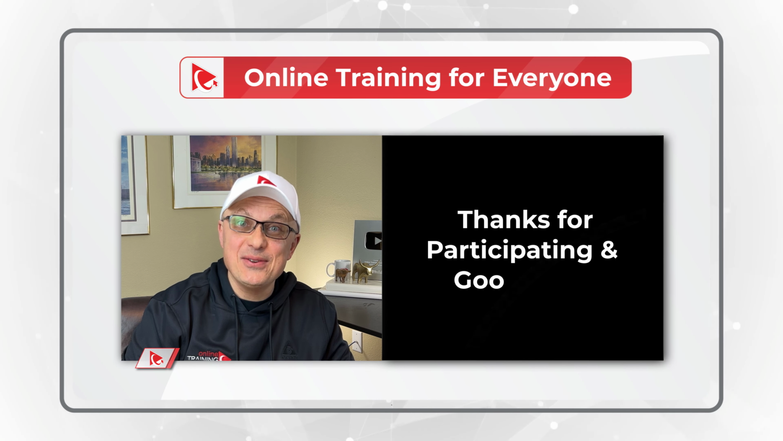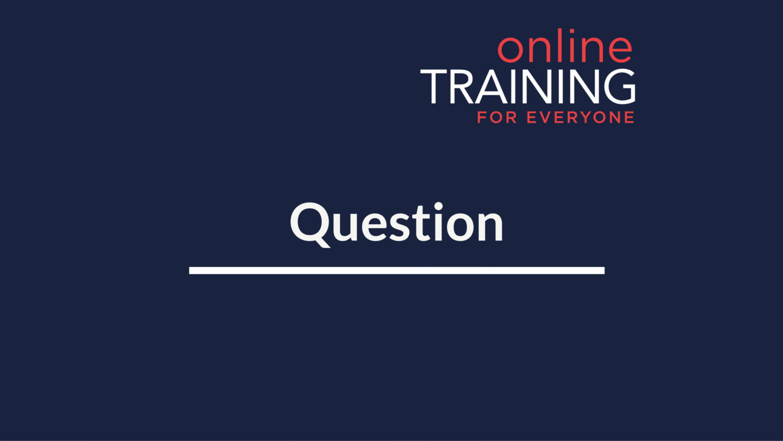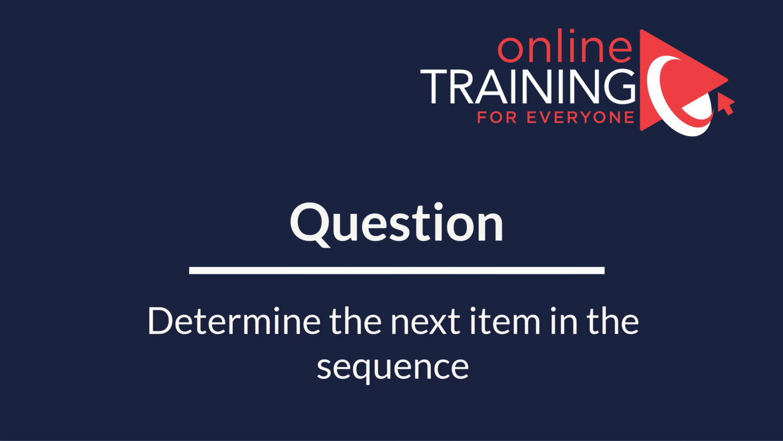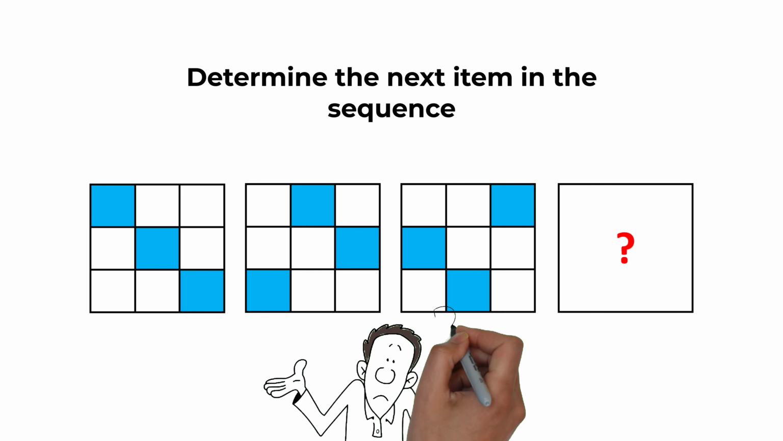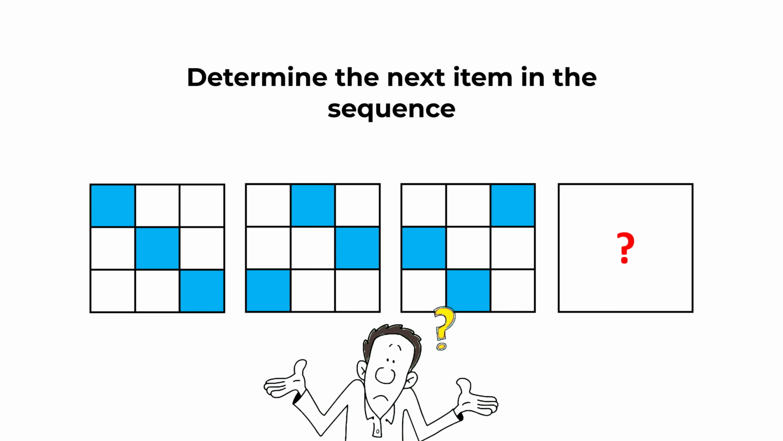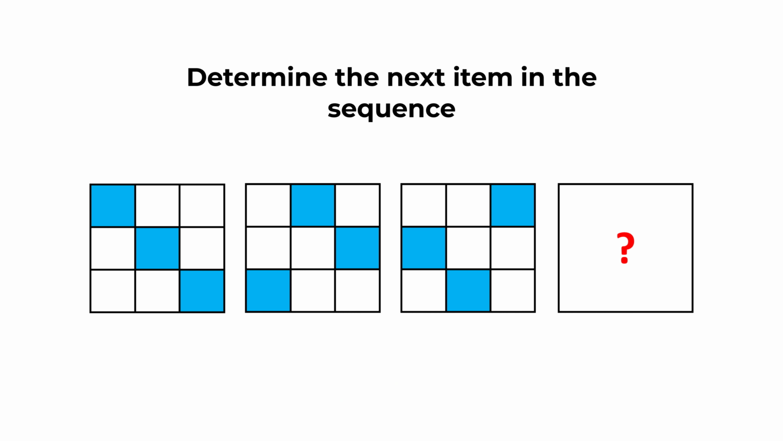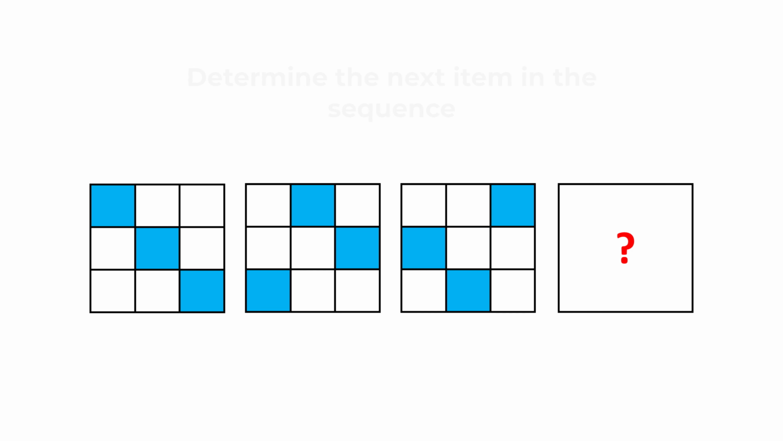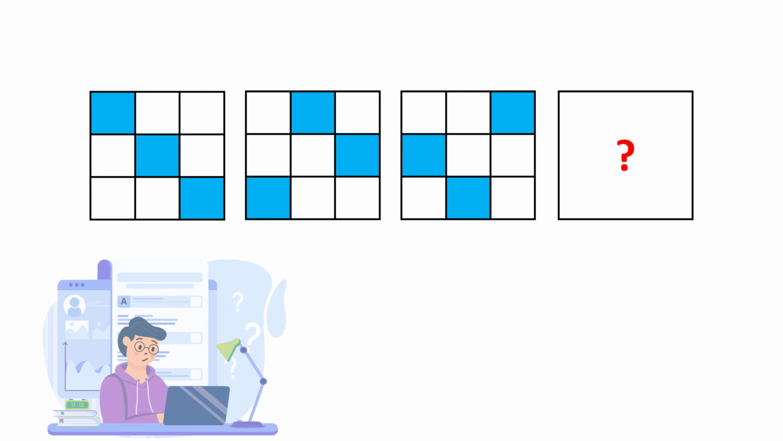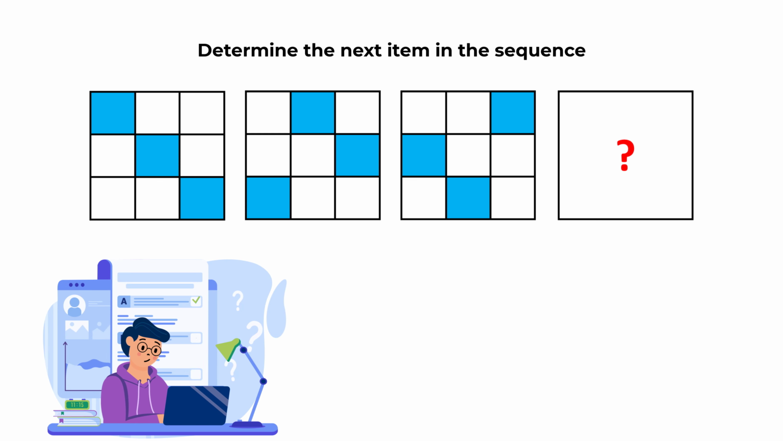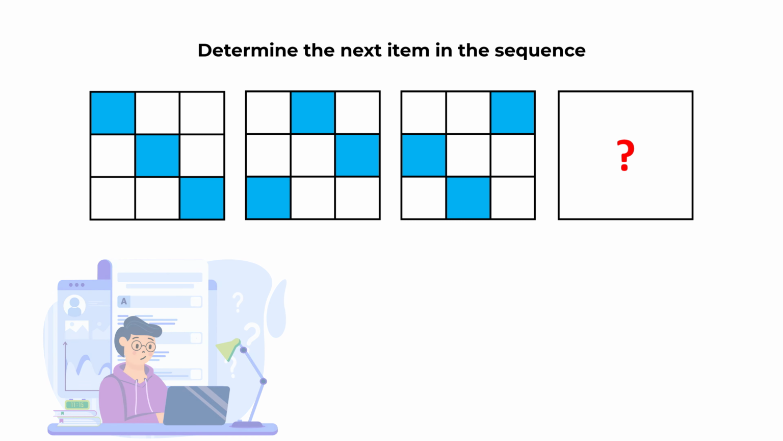And now let's continue and get you ready for the test. Here is a very interesting problem that you might frequently get on the test. You need to determine the next item in the sequence. You're presented with the sequence of large squares. Each large square contains 9 small squares inside, and small squares are of the different color. You need to determine next item in the sequence, and you have 4 different choices.